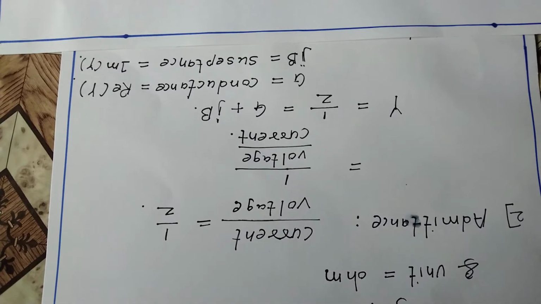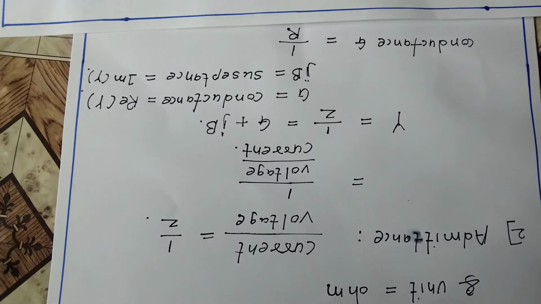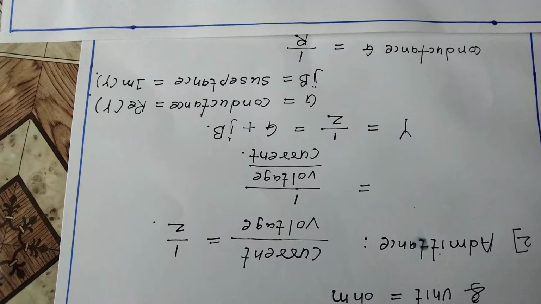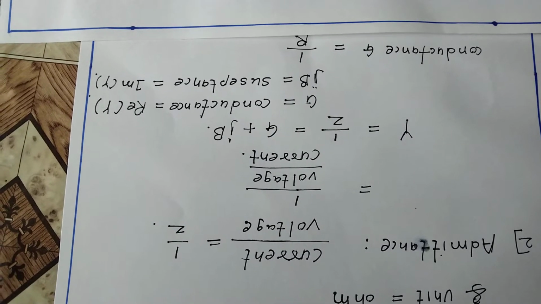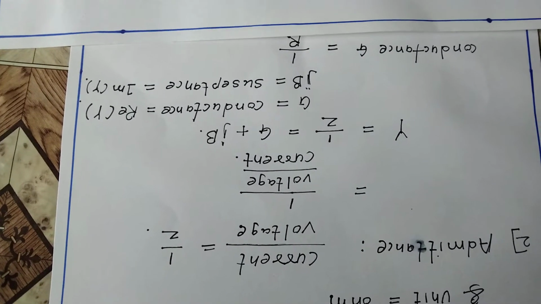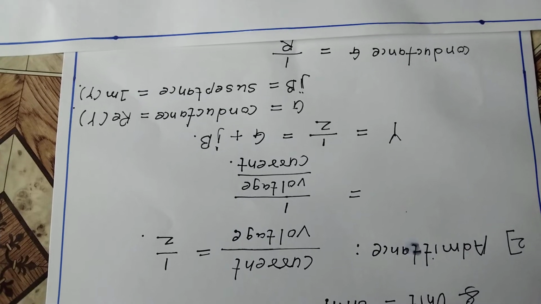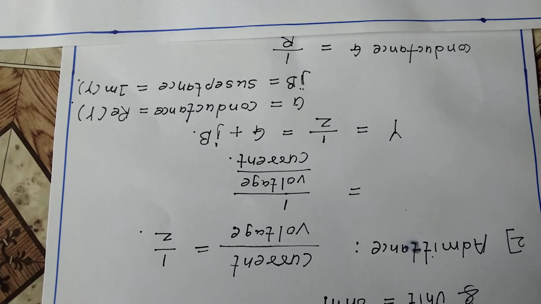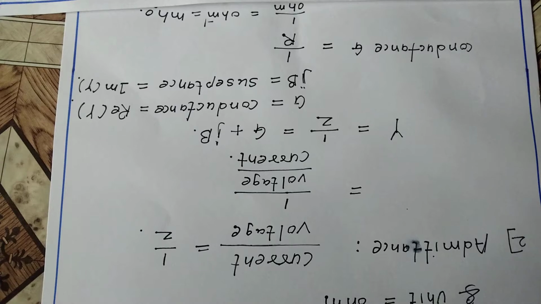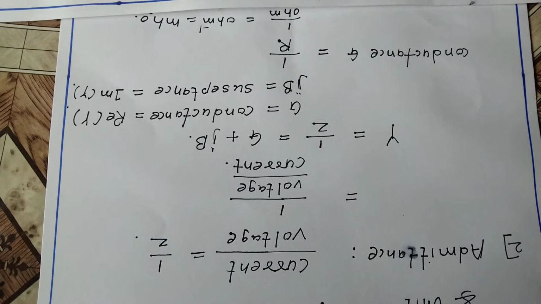Let us see the conductance. Conductance G is equal to 1 by R, which means conductance is the reciprocal of resistance, and its unit is 1 by ohm, so ohm inverse, which is equal to mho.